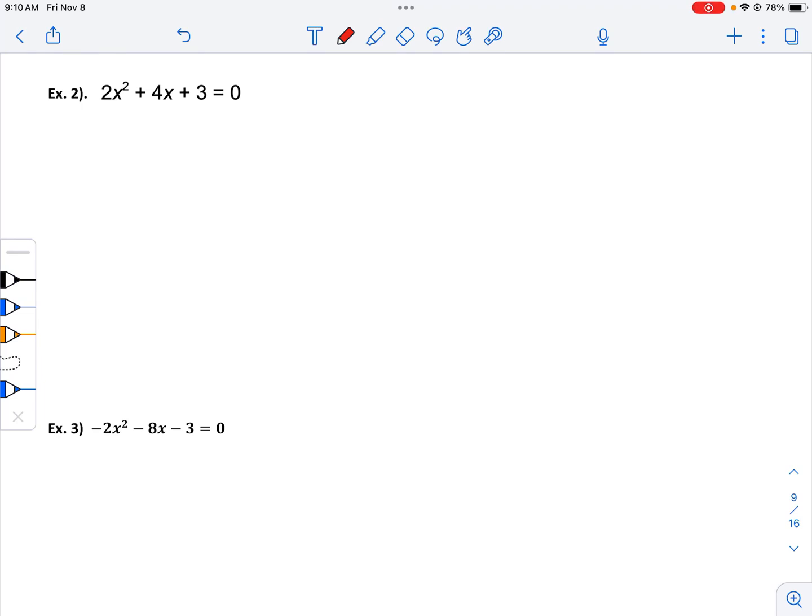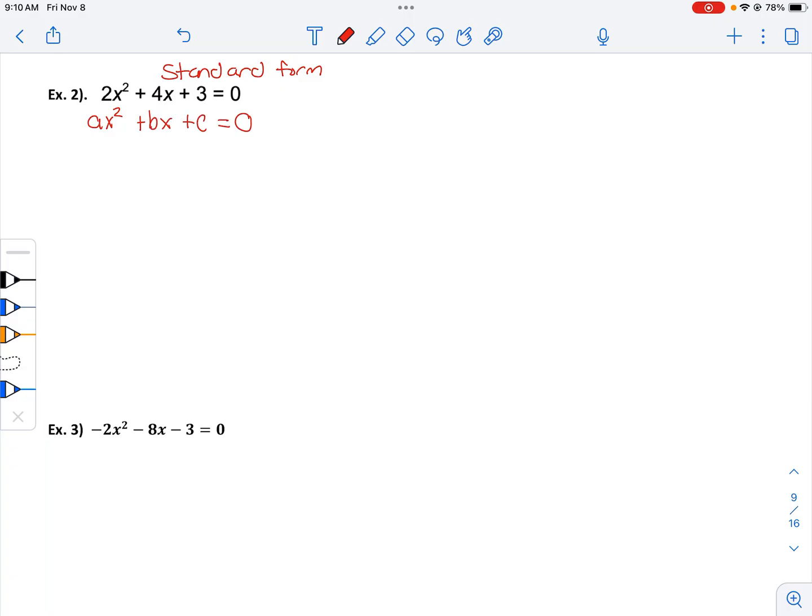In this video, I want to show you how to solve a quadratic equation by using the quadratic formula. The quadratic formula is used when the equation is in standard form, which means it has to be your ax squared plus bx plus c, and it has to equal 0.